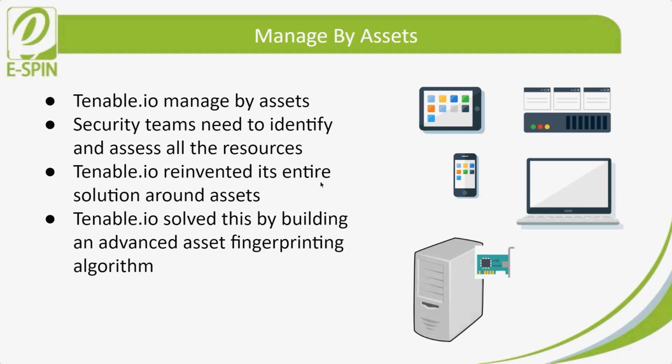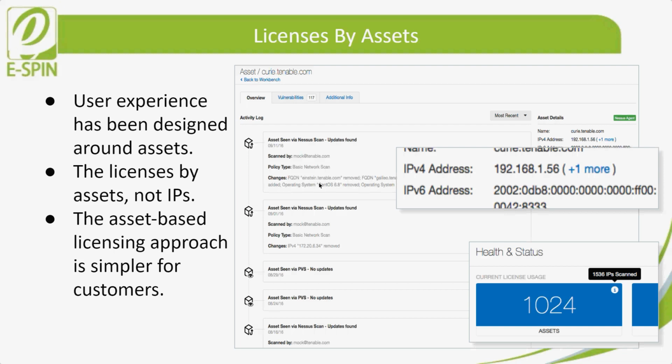Managed by asset. Tenable IO is managed by asset. Security teams need to identify and assess all the resources in their environment, and they know that IP addresses don't accurately measure those resources. So Tenable IO reinvented its entire solution around assets, from how it tracks vulnerabilities to how it licenses the product. It solves this by building an advanced asset fingerprint algorithm. Let's go to the next slide.